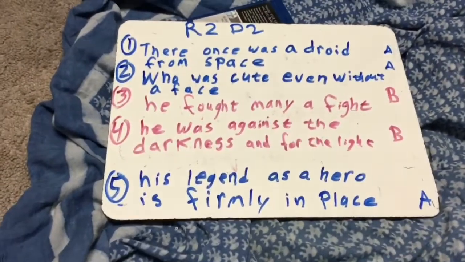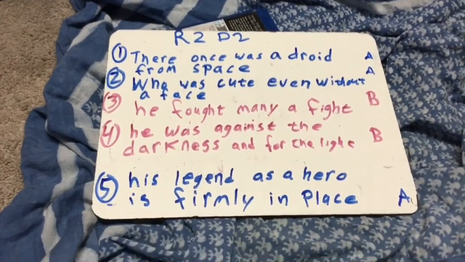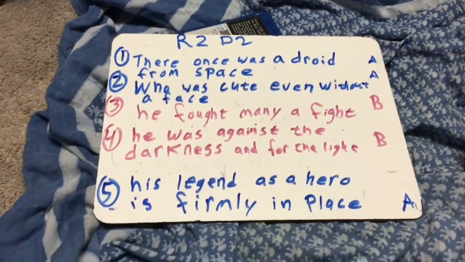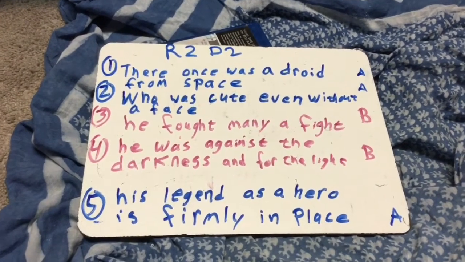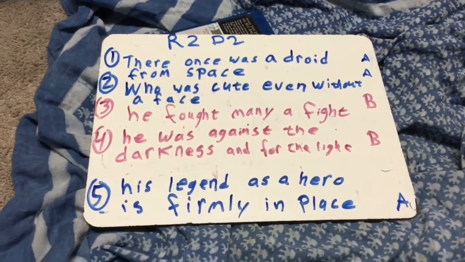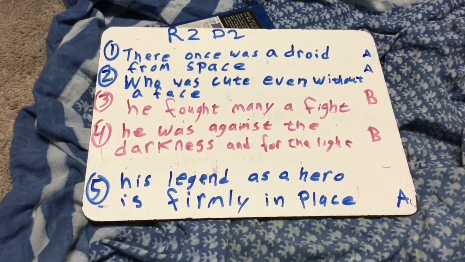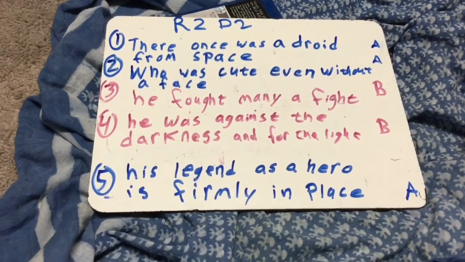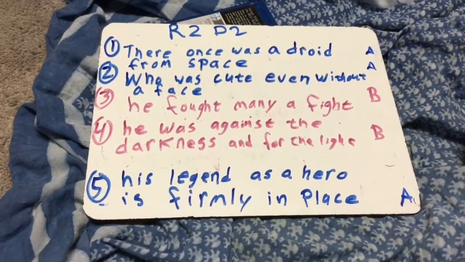So, again, R2, he's a droid from space, yeah. He's charming, I think. He's also a fighter. He fought on the Jedi side for the light, and he's a hero and still famous in the galaxy. So all these to me make sense about R2D2. That's part of the challenge too. They should all describe this thing that you know pretty well. Is it a person you really know? Is it a character from a book? Is it a character from a movie?